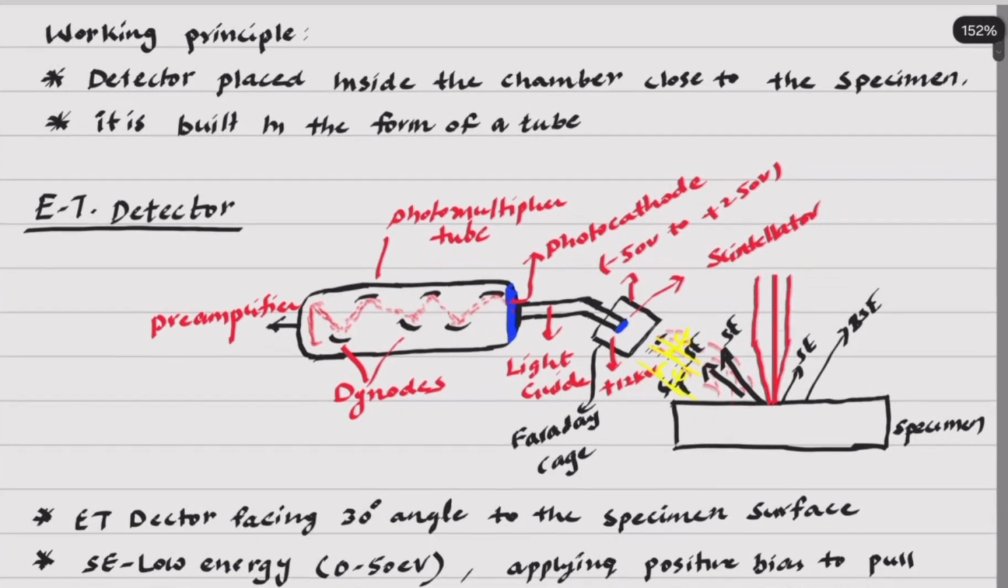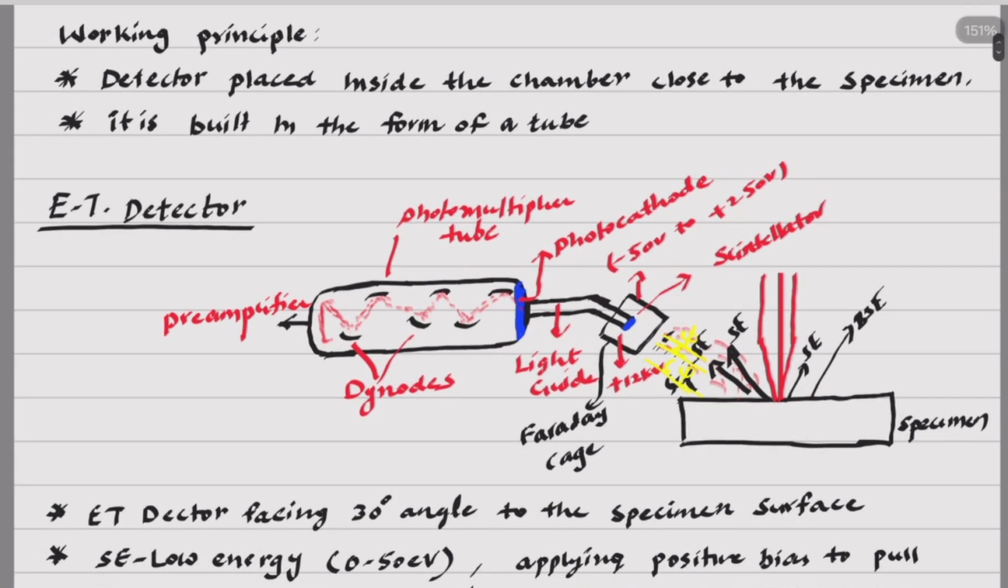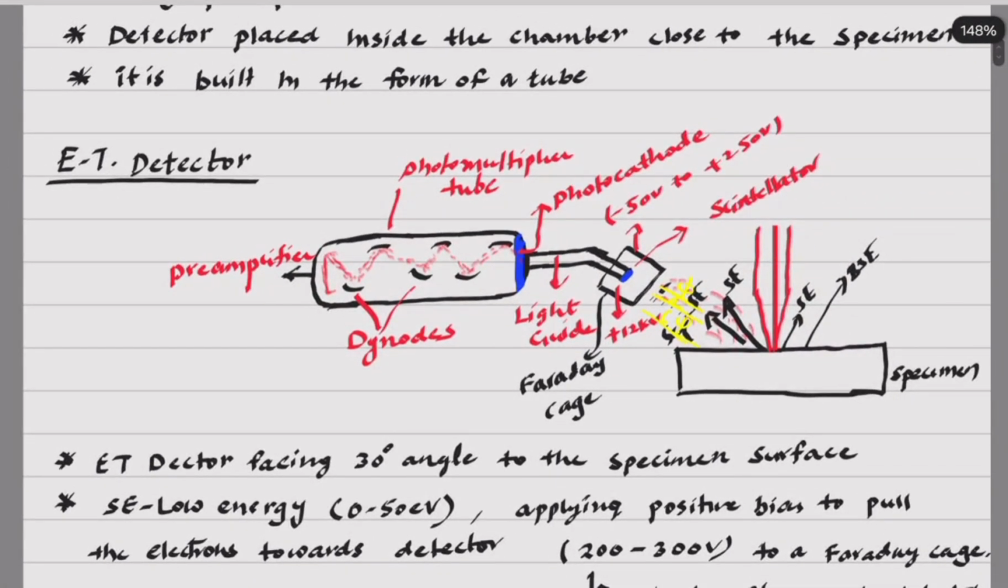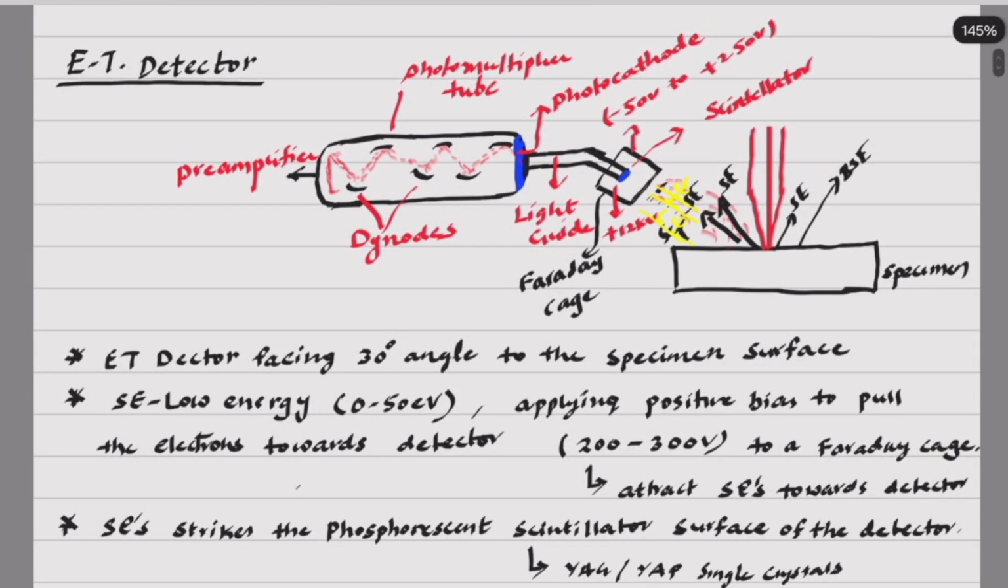If we see the working principle, this detector is placed inside the chamber and close to the specimen, because in the end we want to maximize the collection of secondary electrons. So this Everhart Thornley detector is built in the form of a tube. If we see the ET detector, here this is the specimen.